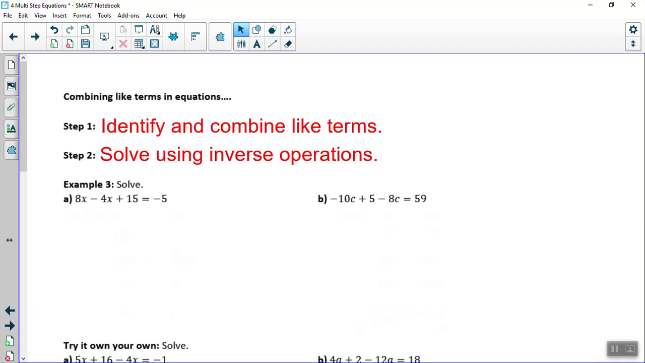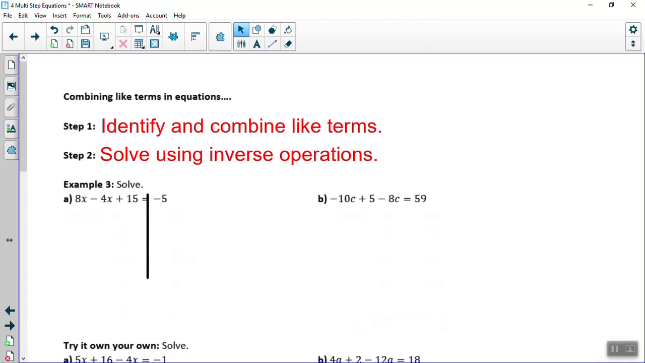You can use that grouping method that I've taught you, or you can use another method that you've used. Now the nice thing with this problem, with the way it's set up, is my like terms happen to be next to each other. One of the key things we have to remember about like terms is they have to be on the same side of the equal sign.